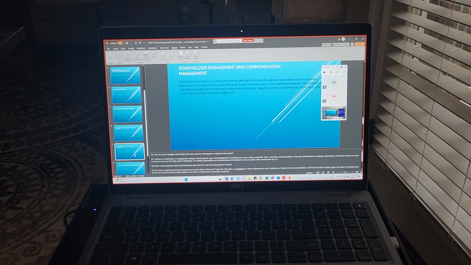Now let's move on to the fourth topic because we're running out of time here. Stakeholder engagement and communication management. Managing stakeholders in IT projects involves identifying their needs, aligning their expectations, and maintaining transparency throughout the project lifecycle. Expert communicators use stakeholder analysis, RACI matrix, and communication plans tailored by influence and interest. Regular updates via dashboards, town halls, and sprint reviews ensure ongoing engagement.